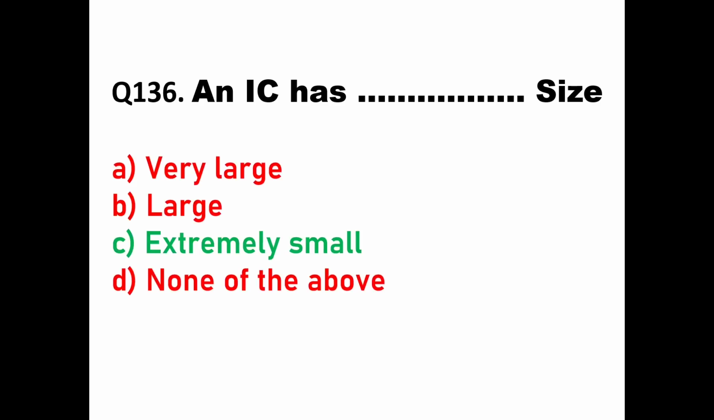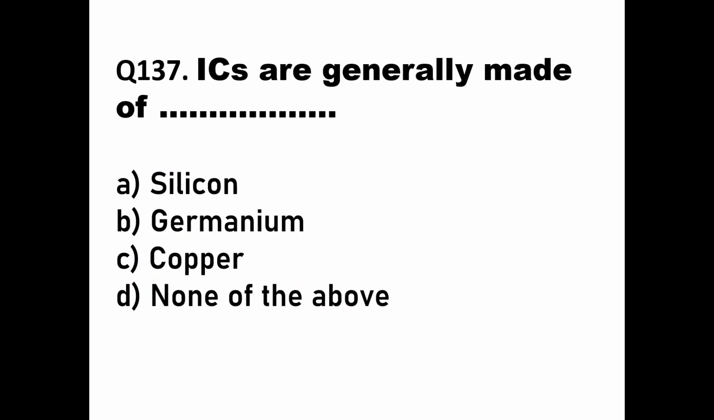So C, extremely small, will be the option. And IC has extremely small size. Okay. Then we'll go to question number 137. ICs are generally made up of.